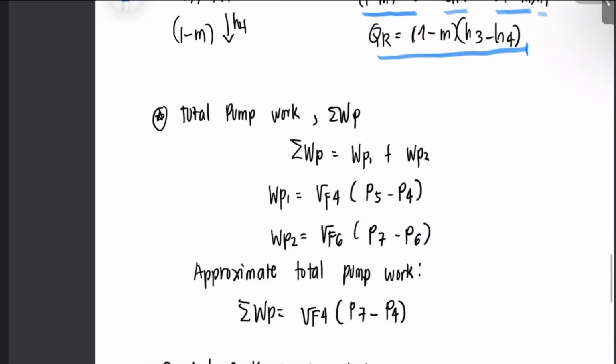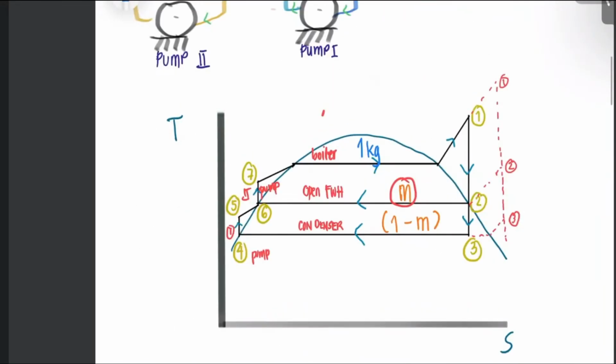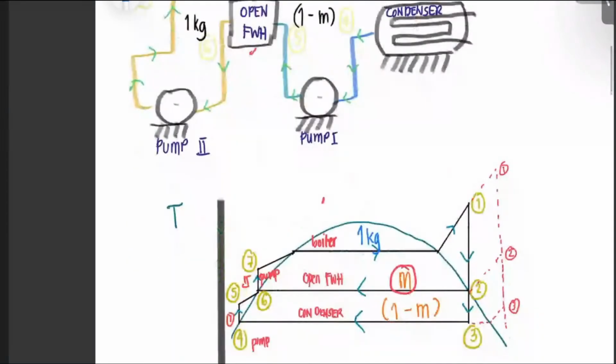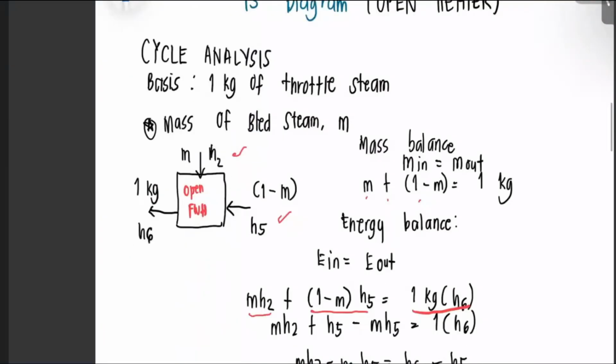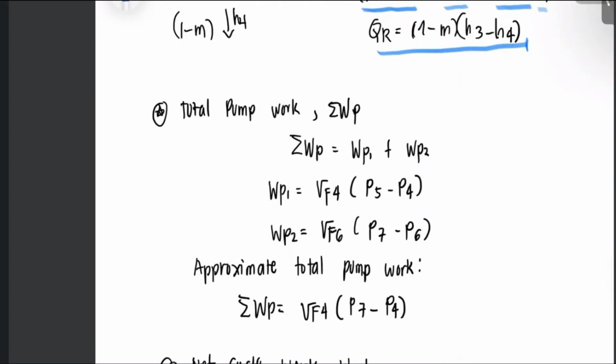Total pump work. Okay. Sabi ko kanina, in a regenerative, we have two pumps. Yan. We have pump at point 1. So, from the condenser to the open feed water, that is the pump wherein pump 1 is located. And after the open feed water to the boiler, we have another pump located. Okay, so the total pump work now is this one. So, we have the summation of the pump work from point 1 to pump at the first location, the pump at second location.